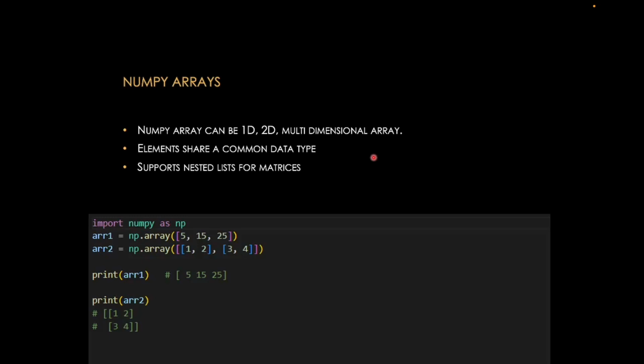Let's see how we can define a NumPy array. First, we need to import the NumPy library, and then we can define an array as np.array, and we can specify a list of values. It will create array1 and we can apply different functions available in the NumPy library.